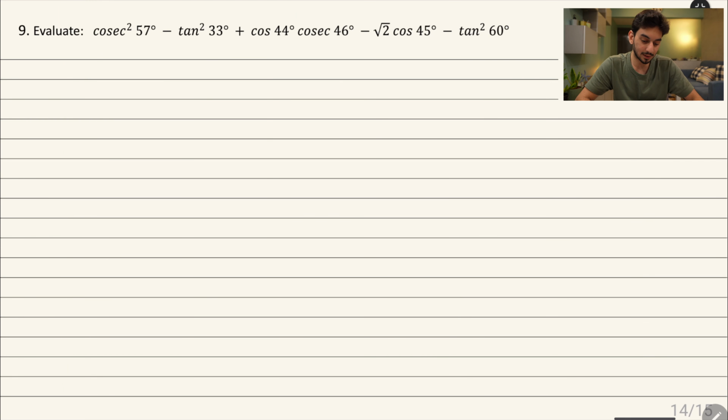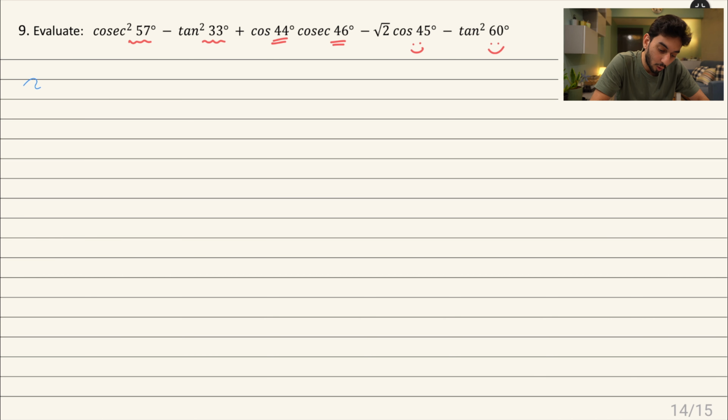Okay. Let us come to the next question. So here I have evaluate again all of these things. Similarly, we'll just see what happens. 57, 33, silly angles, but they are complementary of each other. 44, 46, silly angles, but they are complementary of each other. 45 degree is a good angle. 60 degree is also a very good angle. Okay, because I know those angles are from the standard angle table.